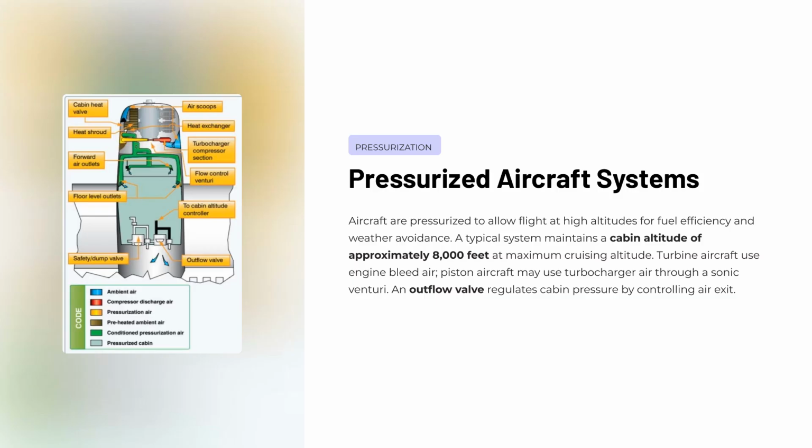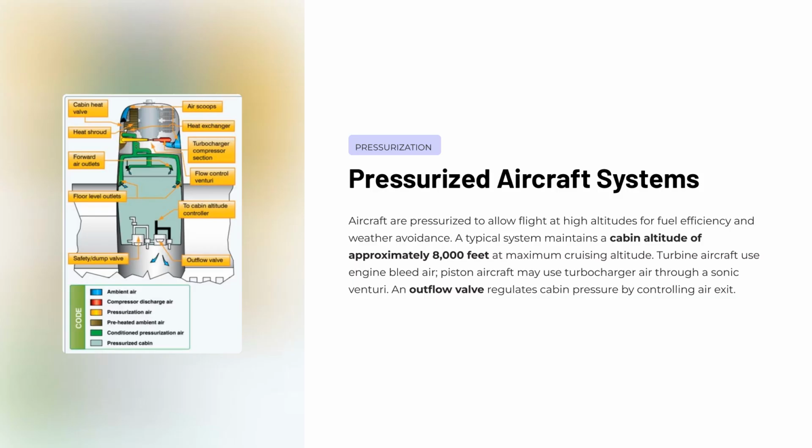In turbine-powered aircraft, bleed air is tapped directly from the engine compressor stages and routed into the cabin. In piston-powered aircraft, pressurization may be accomplished using air from the turbocharger, often passed through a sonic venturi to regulate flow. Regardless of the source, the key to controlling cabin pressure is the outflow valve. This valve manages how quickly air exits the aircraft, and by varying that exit rate, the system maintains the desired cabin altitude throughout the flight.